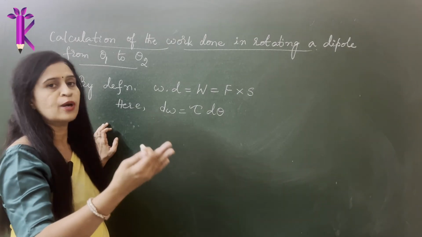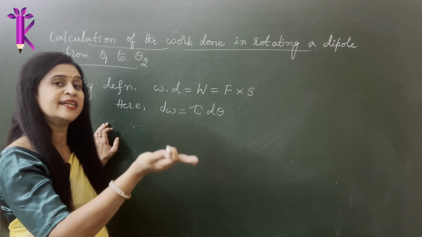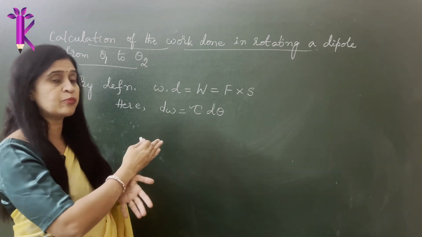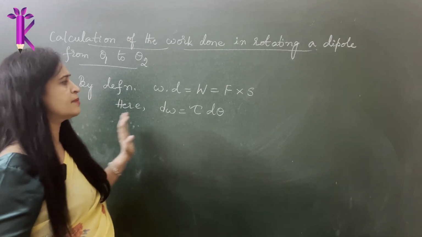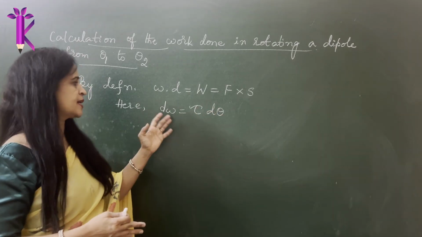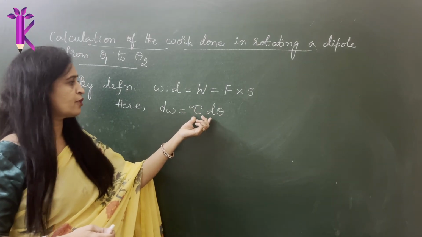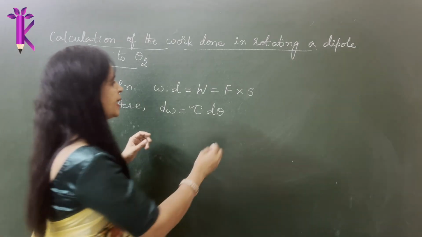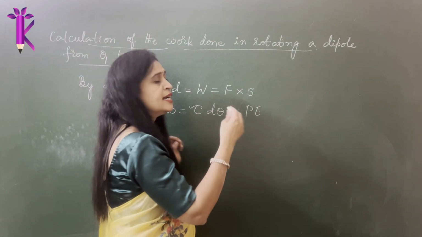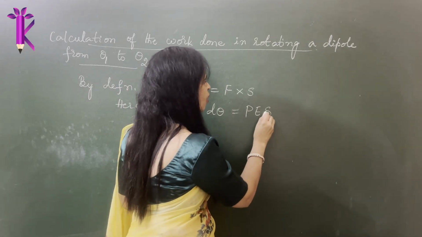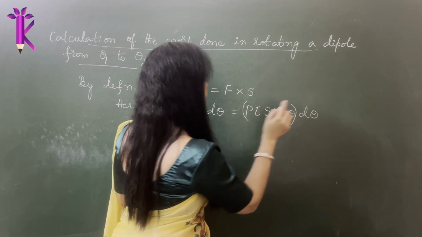So if you rotate the dipole from 0 to 90 degree, from 90 degree to 180 degree, from 180 degree to 270 degree, with the electric field, what will be the amount of work done? So the work done by definition, as we know, is force multiplied by displacement. Since there is angular displacement and the torque acts on it, which is given by PE sin theta. So the tiny amount of work, that is why I am referring to it as dW, we are calculating small amounts of work done every time. So torque multiplied by d theta is PE sin theta d theta.